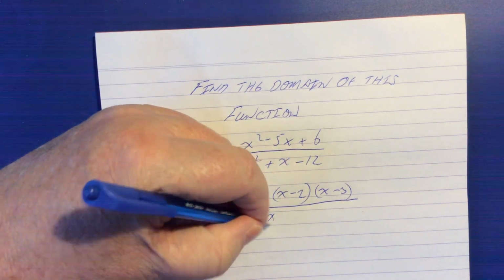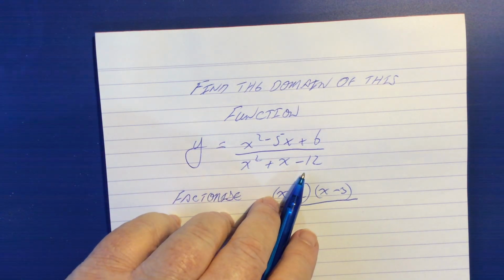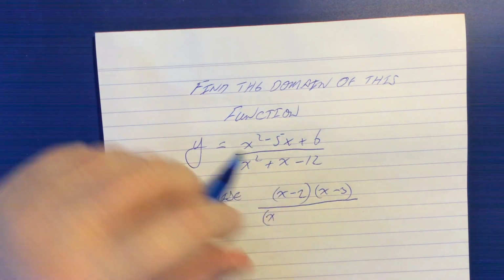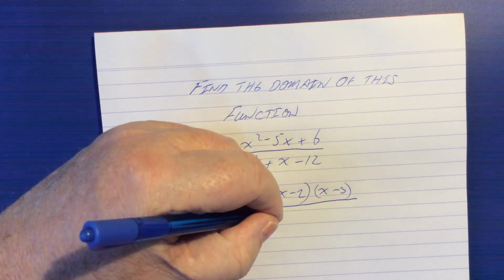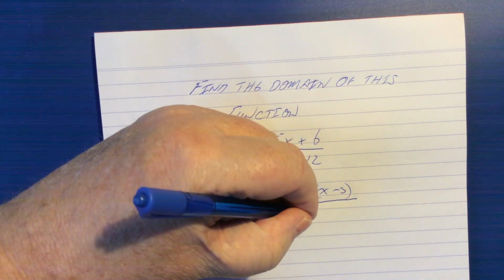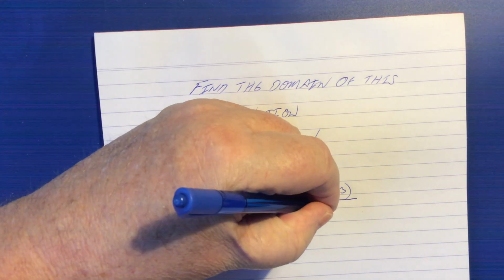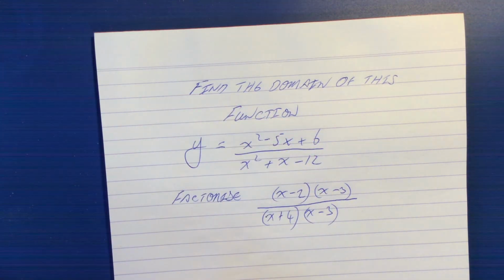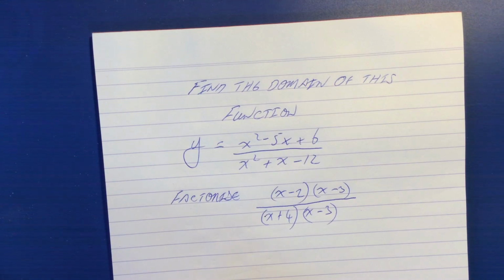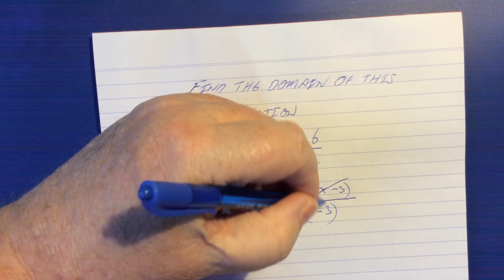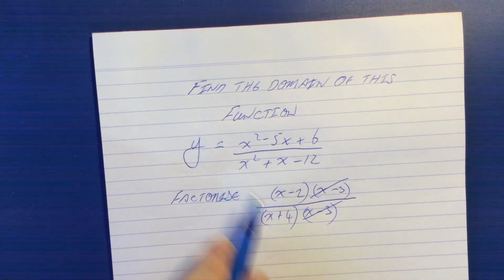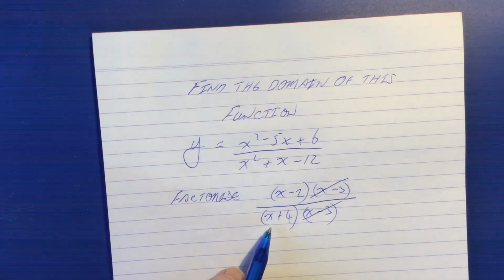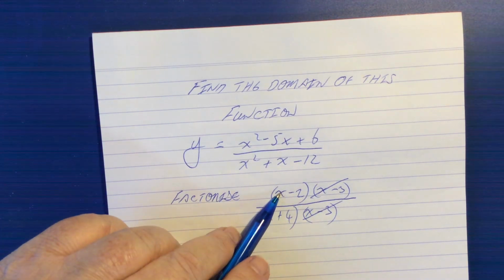Now on the bottom we've got factors of 12, the difference of which is 1. 4 and 3 seem obvious. This is positive, so we'll make that positive 4 and we will make this negative 3. Okay, well, look at that. So we can simplify things greatly by factorizing, and we wind up with this.